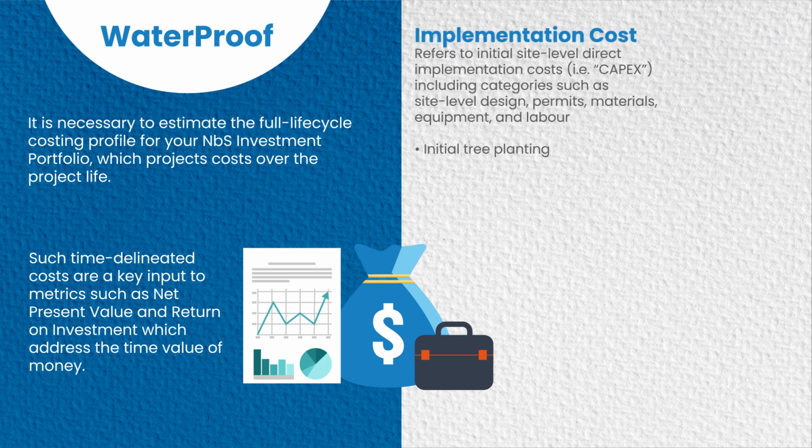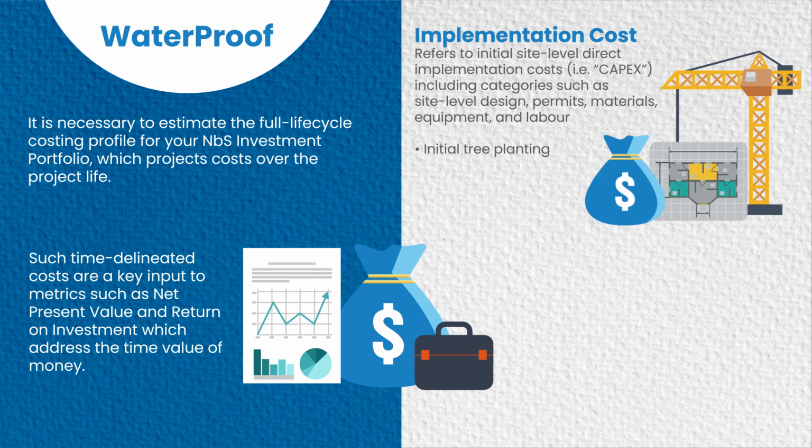Therefore, it is necessary to consider implementation costs, which refers to the initial direct implementation costs at the site level, which includes categories such as site-level design, permits, materials, equipment, and labor. It includes initial tree planting.